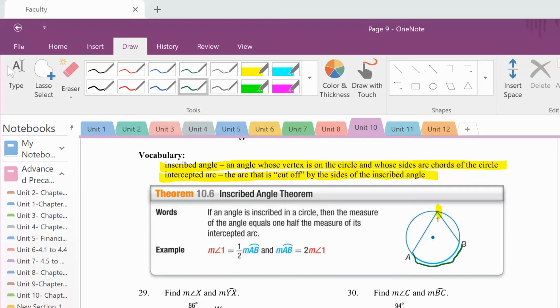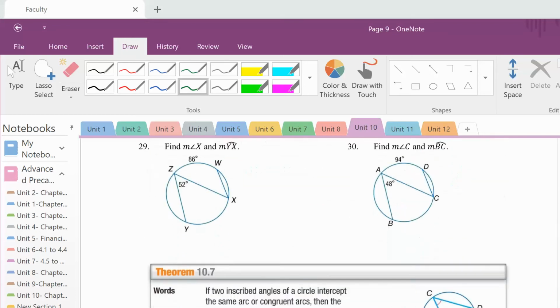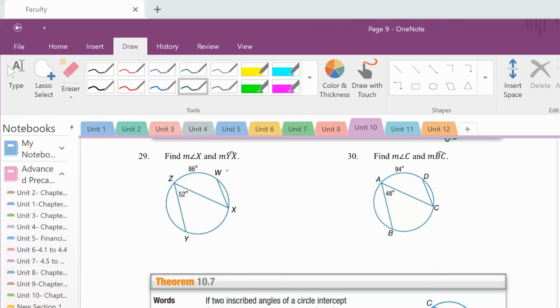An inscribed angle is half of the intercepted arc. So for example, if this arc was 80 degrees, then angle 1 would be 40 degrees. So the measure of angle X, since X is an inscribed angle, is half of 86 degrees, so it's equal to 43 degrees. And then arc YX, since Z is an inscribed angle, the measure of arc YX is double the angle, so 2 times 52 is 104 degrees.